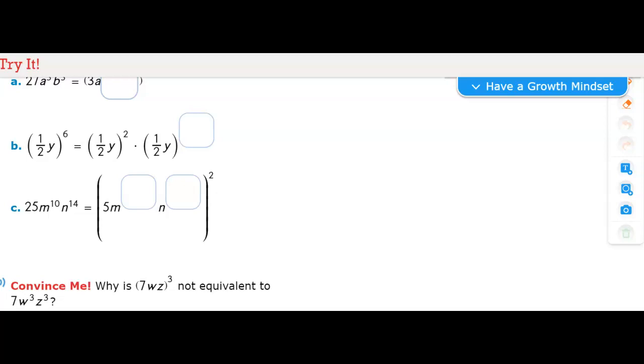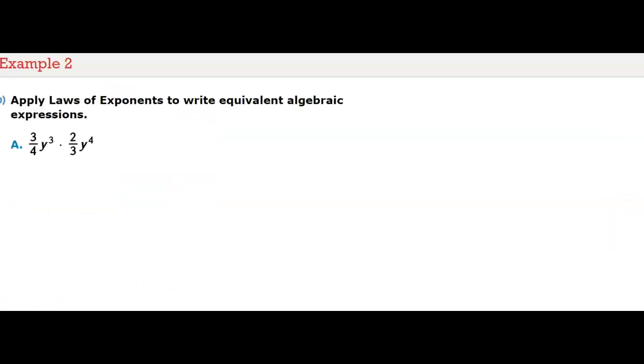So 5m to get to the 10th power, I need this number to be a 5, because 5 times 2 is 10, and then my n to get to 14, I need that to be a 7. So 7 to the power of 2, and you would multiply and get that 14.